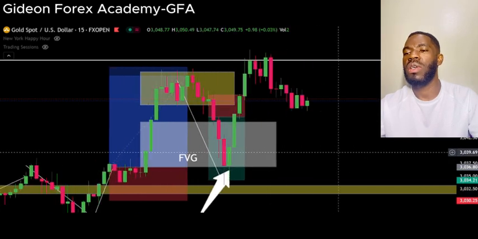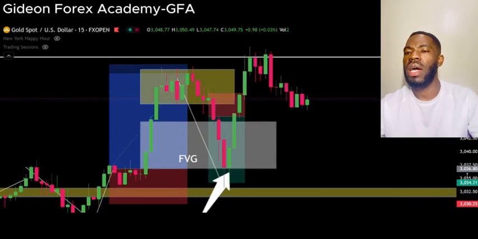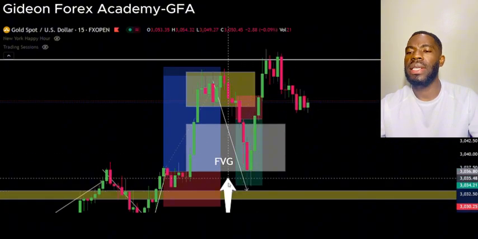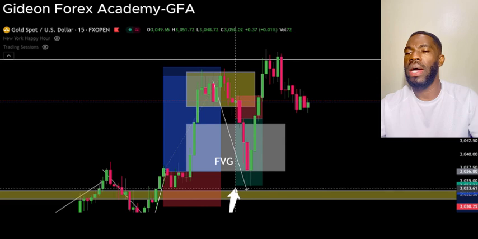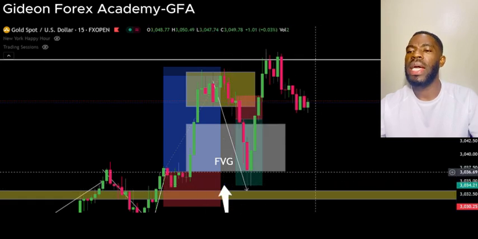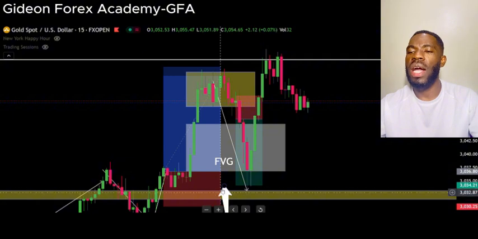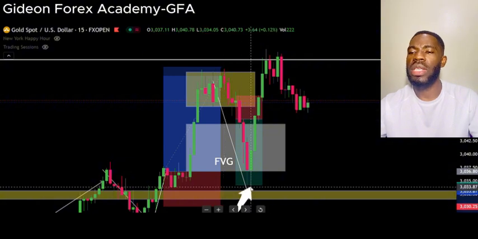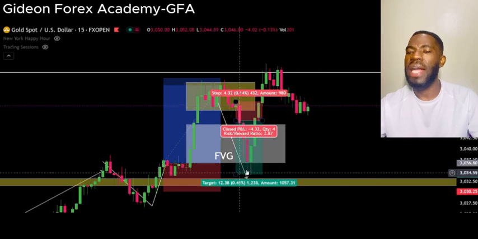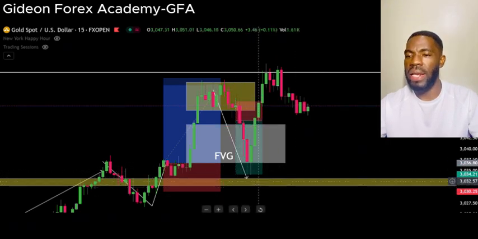So the price of gold returned to grab liquidity down here and also close out that fair value gap before returning to all-time highs. Now again, after getting to this point here to retest this level, a wise trader will take the third trade again from this point.